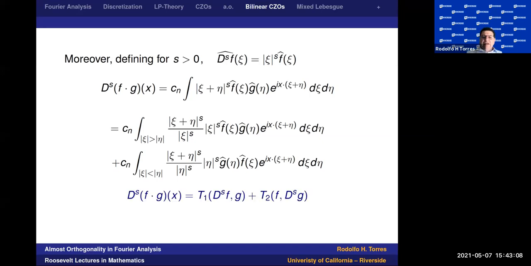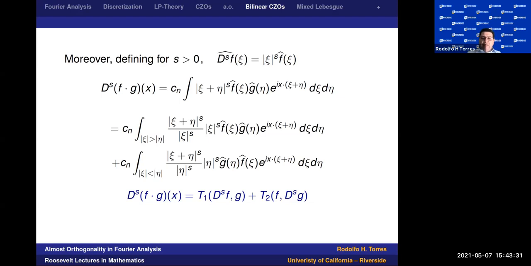And we can do this in a more precise way and realize that if we split this integral, where one of the variables is bigger than the other and the other piece, you can rewrite this in a way that involves an operator T1 and an operator T2, where all the derivative falls on f, or all the derivative falls on g.